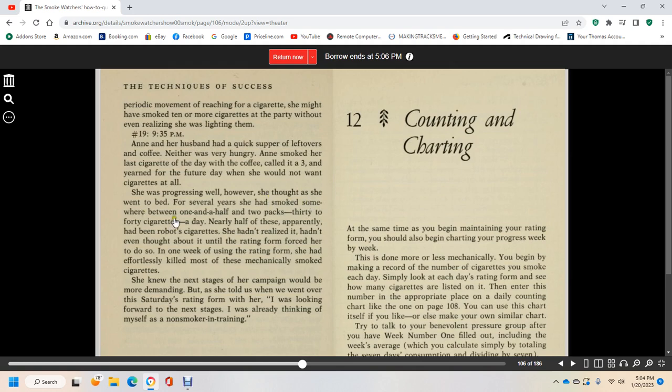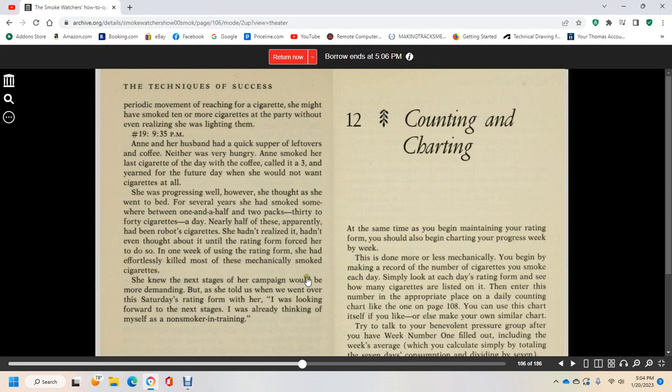For several years she had smoked something between 1.5 and 2 packs, 30 to 40 cigarettes a day. Nearly half of these apparently had been robot cigarettes. She hadn't realized it or even thought about it until the rating form forced her to do so. In one week, even with the rating form, she effortlessly killed most of the mechanically smoked cigarettes.